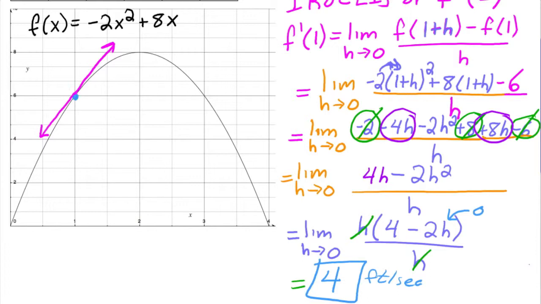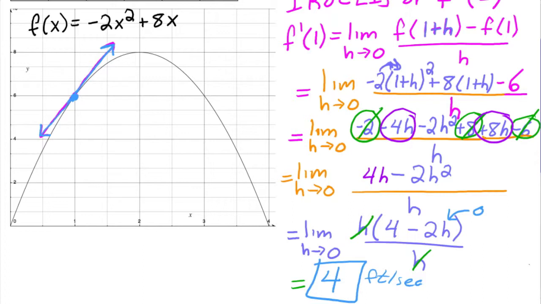So what this means, and this is in feet per second in this case, is basically that exactly at that instant when 1 second has passed, the ball is going 4 feet per second. Much like your speedometer tells you how fast you're going exactly at that instant. That's what this is telling us.